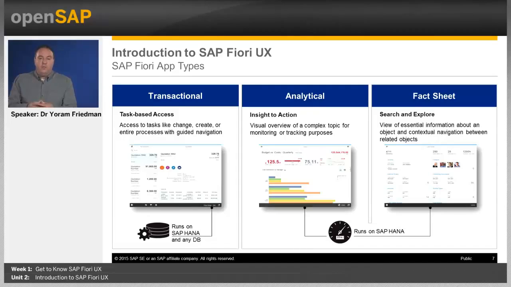Analytical applications provide me with an insight into business information that I have in the backend, usually in a graphical way or in a way that is easy to analyze. A fact sheet is a 360 view of a specific business object and all the information that relates to that. Fact sheets are tied together, and actually all those applications can coexist and work with each other. I can start with an analytical application, analyze some data, and then react to what I learned using a transactional application, or go and learn more using a fact sheet application. So they are not working in silos.